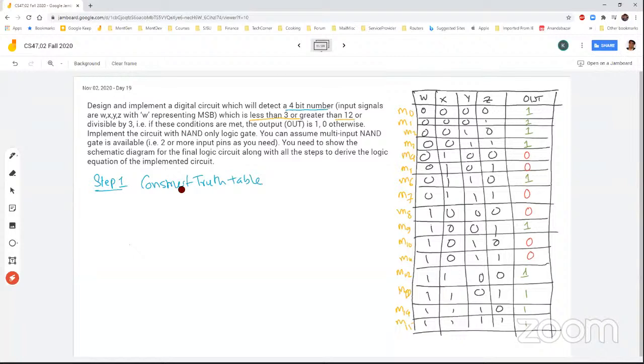Okay. Now from here, step 2 is to write the SOP equation, which in this case is out equals sigma m of 0, 1, 2, 3, 6, 9, 12, 13, 14, 15.